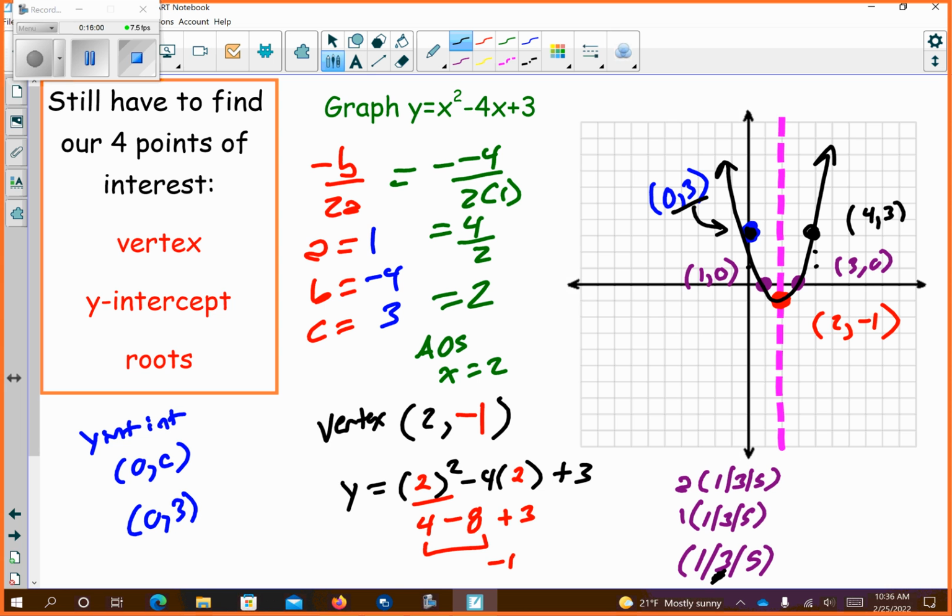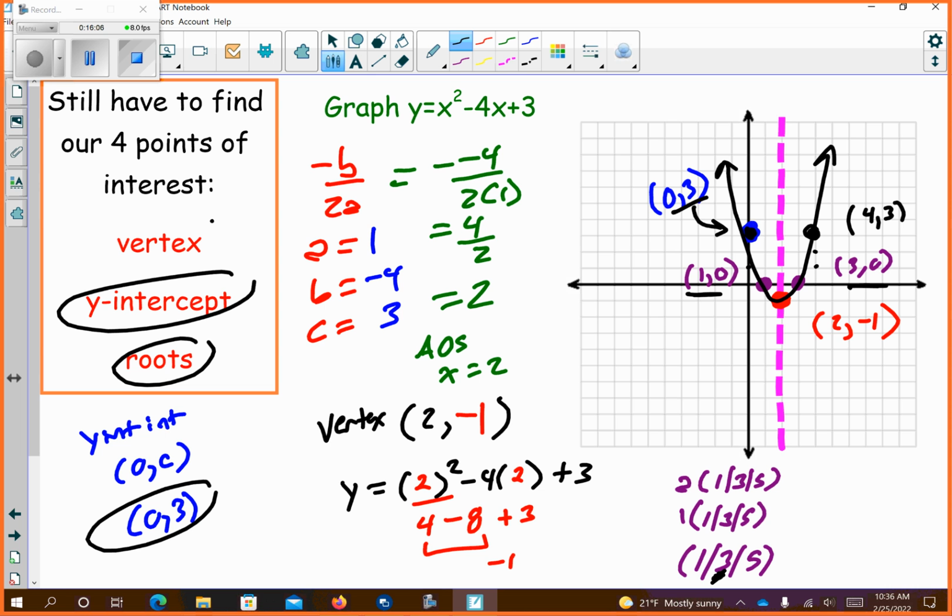So we know our roots. Our roots are here and here. We know the y-intercept. We called that right there. We know the vertex. That was right there. We have everything we could ever possibly want about this parabola.